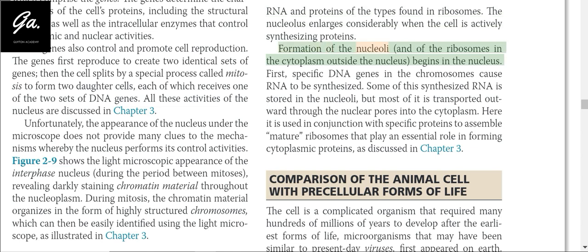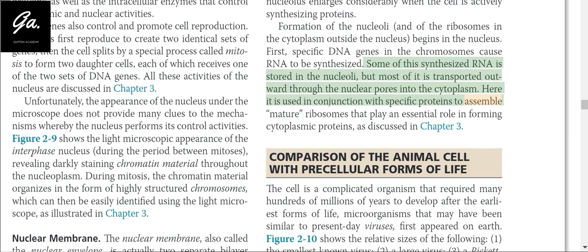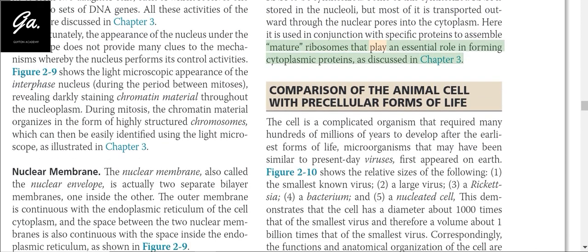Formation of the nucleoli begins in the nucleus. First, specific DNA genes in the chromosomes cause RNA to be synthesized. Some of this synthesized RNA is stored in the nucleoli, but most of it is transported outward through the nuclear pores into the cytoplasm. Here it is used in conjunction with specific proteins to assemble mature ribosomes that play an essential role in forming cytoplasmic proteins, as discussed in Chapter 3.